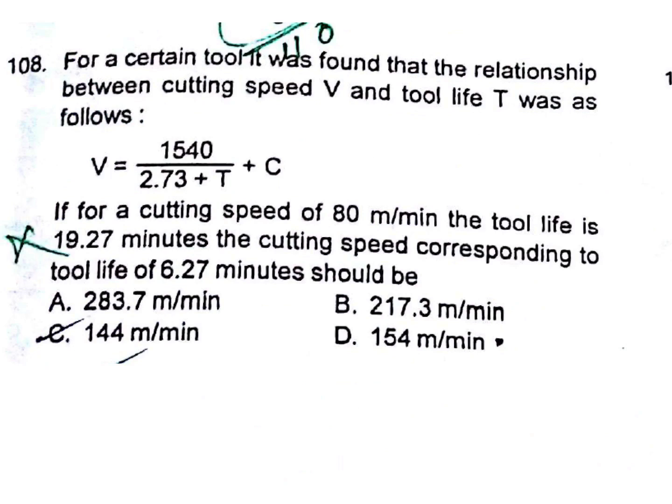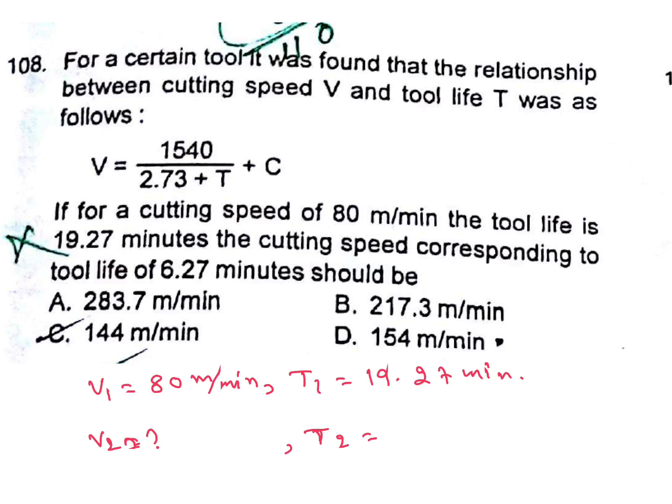Question is, for a certain tool, it was found that the relationship between cutting speed V and tool life T was as follows: V equal to 1540 divided by 2.73 plus T plus C. If for a cutting speed of 80 meter per minute the tool life is 19.27 minutes, the cutting speed corresponding to tool life of 6.27 minutes should be how much? So in this, V1 equal to 80 meter per minute, T1, the tool life for corresponding cutting speed, is 19.27 minutes. Then V2 we have to calculate for T2, 6.27 minutes. So first the C value we have to calculate, then V2.